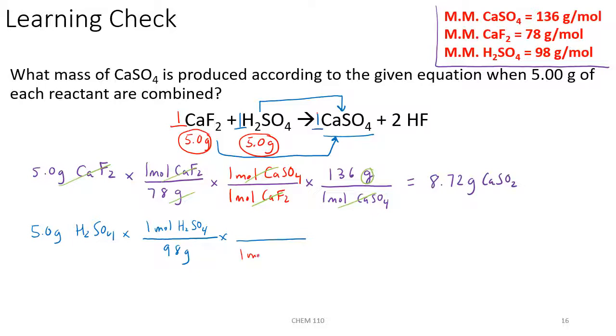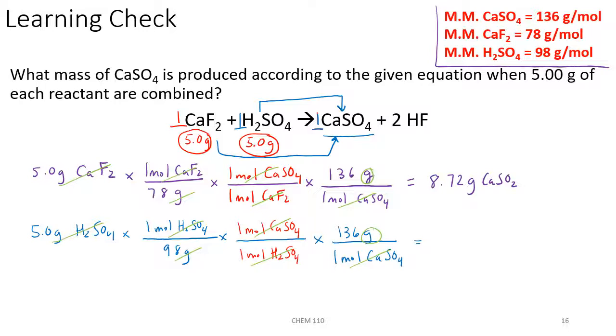1 mole of H2SO4 forms 1 mole of CaSO4. And then lastly, we use the same molar mass for calcium sulfate to convert back to grams. 136 grams per every 1 mole of calcium sulfate. We check that our grams of H2SO4 cancel, our moles of H2SO4, our moles of calcium sulfate, and we have units of grams.